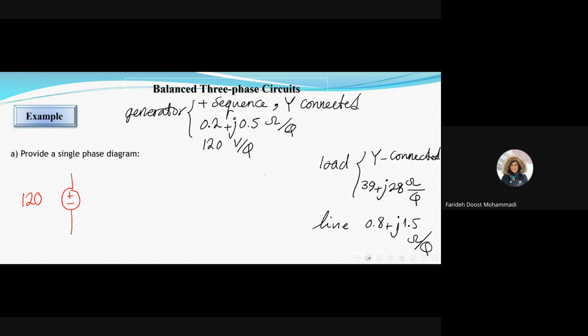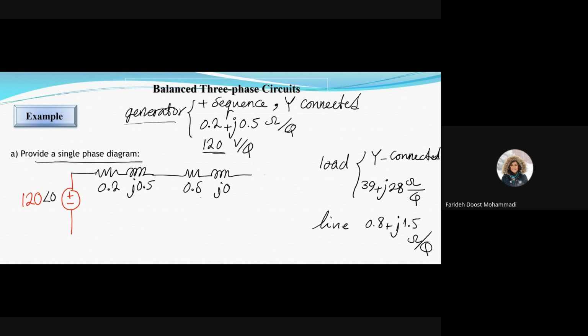So this is the information that we have, and having this information, I should be able to draw the single phase diagram. In order to draw it, I'm going to start with the generator. I have 120 volts per phase, so it's going to be 120 with an angle of 0. And then there is an impedance in each phase. So I have a resistive and an inductive impedance, which is 0.2 plus J0.5 per each phase of the source. The line is given as 0.8 plus J1.5. And then I also have the load. The load is also inductive, so it's going to be 39 plus J28.